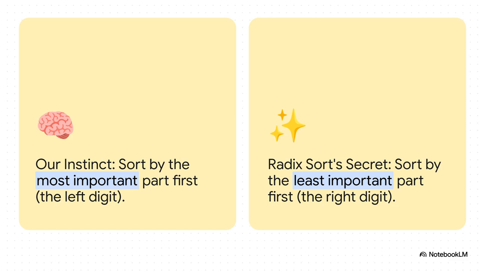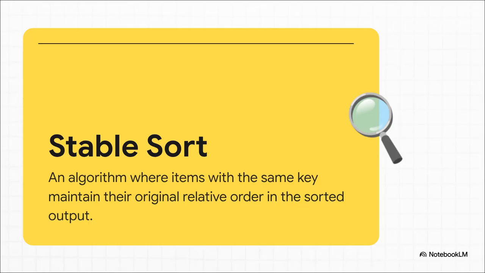Think about it. If I asked you to sort a list of 2-digit numbers, your brain would instantly start sorting by the first digit, right? The most important one. Radix sort does the exact opposite. It starts with the least important part, the digit on the right. It feels totally backward, but there's a secret that makes it all click into place. And that secret is a special property called stability.